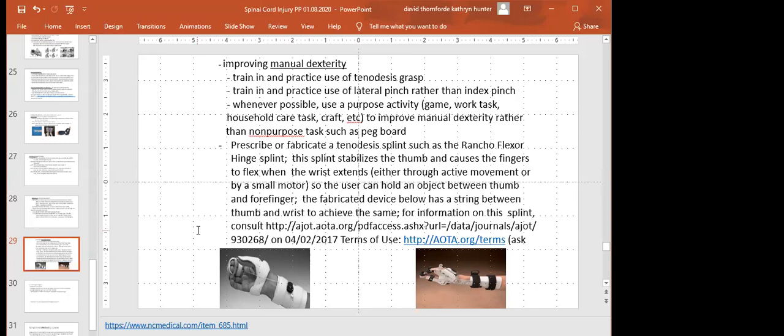We often work with a lateral pinch because it's easier to maintain the thumb in a position to push against the side of the finger rather than against the fingertip. And whenever possible, we try and make it a purposeful activity. A lot of OT clinics have pegboards. A lot of OTs use pegboards.